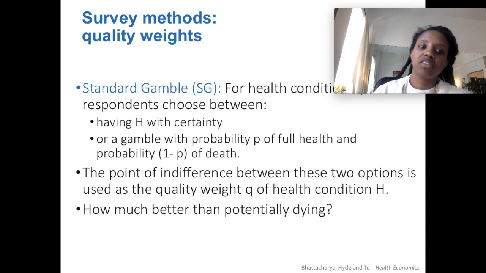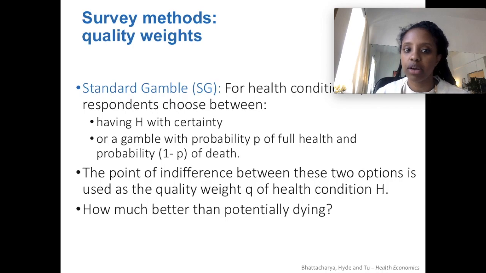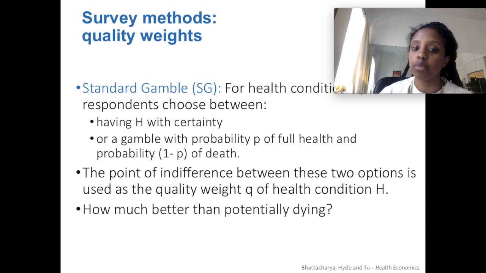And then another one is the standard gamble, where you can choose between having H with certainty, a particular health condition, let's say, hypertension, or you can take a gamble where you have some probability of full health and some probability of death. And the point of indifference, the point at which neither of those is particularly better than the other, is what they would consider to be the quality weight of that condition H. So it's essentially how much better is having this condition than the probability of dying?